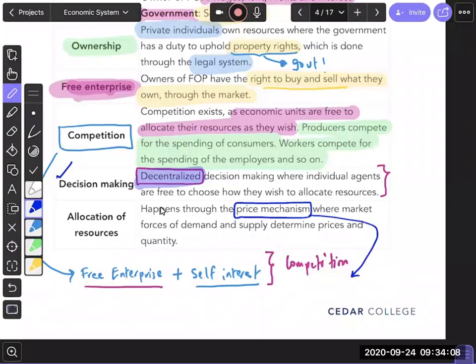Prices going up means more resources will be allocated. Prices going down would mean fewer resources will be allocated. So there's no single government or body that is basically deciding what will be produced in this economic system.